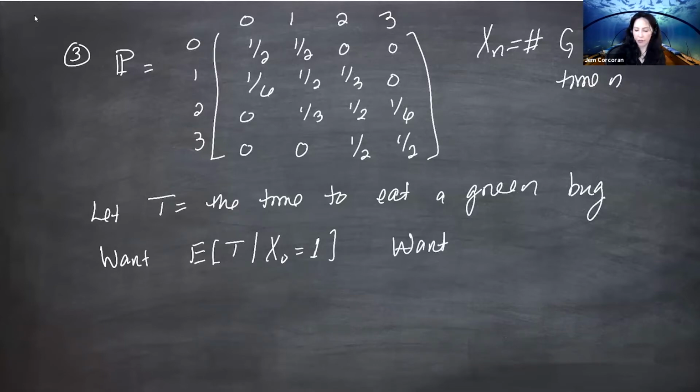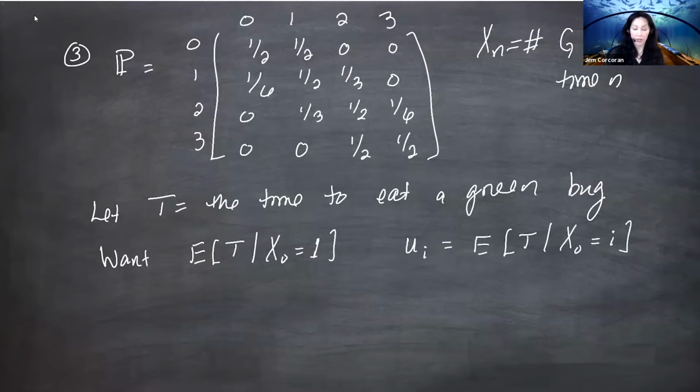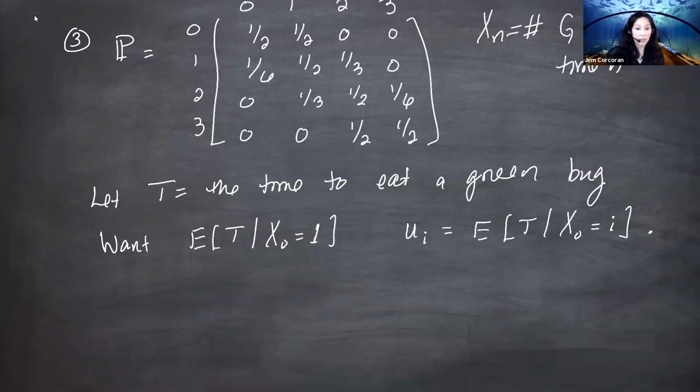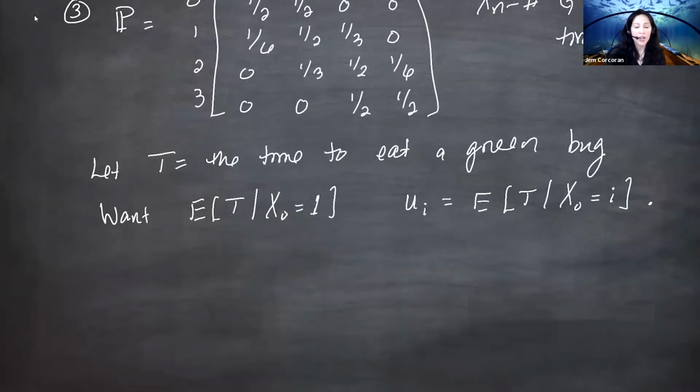And just like the other first step analyses, I'm going to define it at different starting points. So U_i, I'm going to define that to be the expected time to eat a green bug, given that we start with i green bugs on the grid. And so I want U1. So far, pretty similar. And again, the numbers of the nodes that the bugs are on are really irrelevant because the red bug is equally likely to jump anywhere.